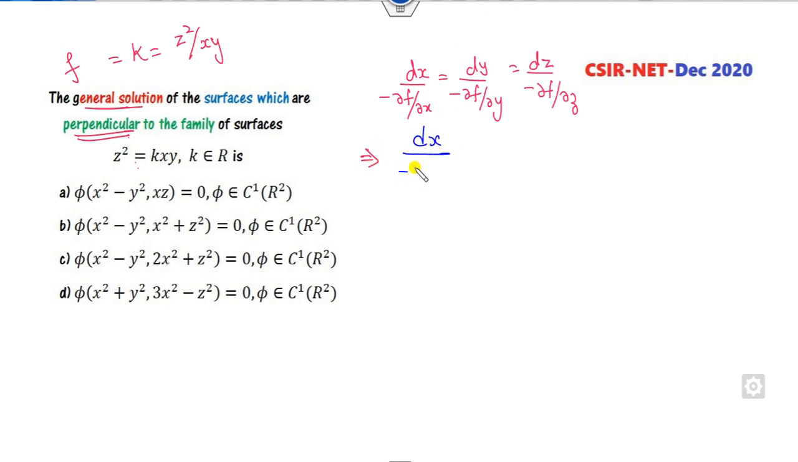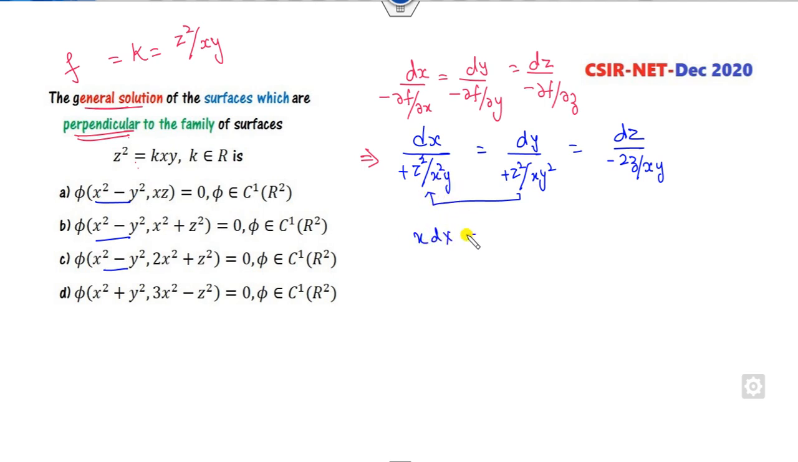What is the partial derivative with respect to x? So minus x square here. What is the partial derivative with respect to y? This is y, and minus, minus minus plus. So partial derivative with respect to z, minus 2z over xy. The first option is always x and y, so I have to solve these two. So z square will be cancelled out, 1y will be cancelled out, 1x will be cancelled out. So it is x dy, it is y dx. If you integrate them, minus y square by 2 is equal to constant. So x square minus y square, this option is cancelled out.